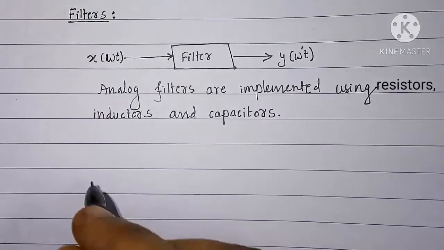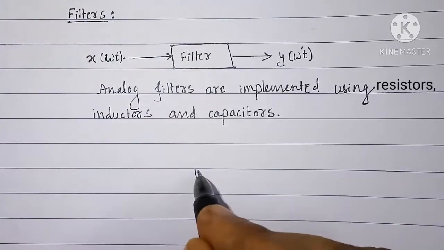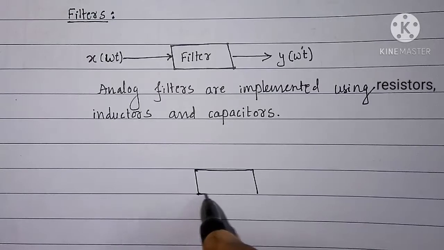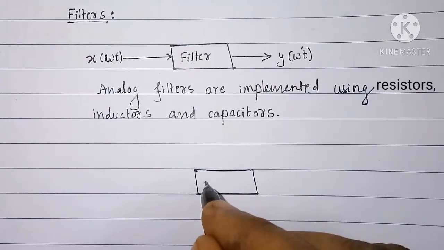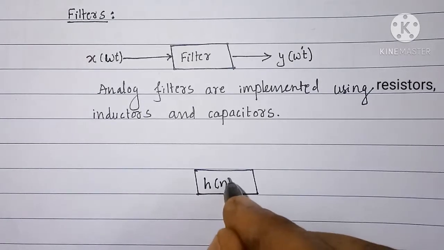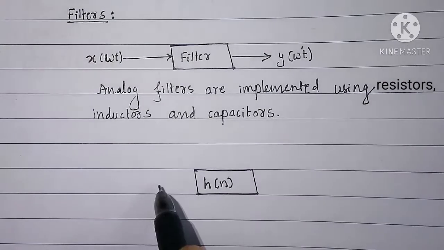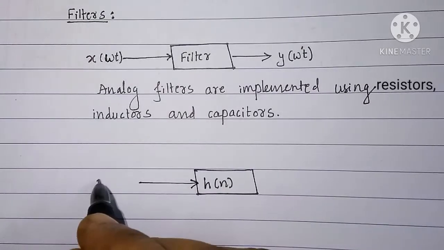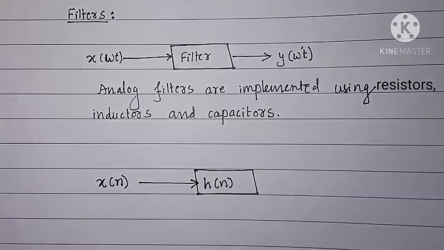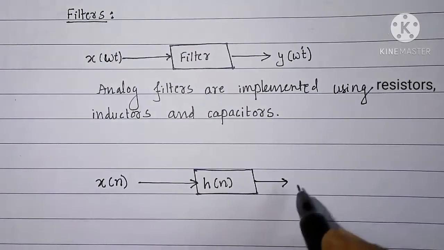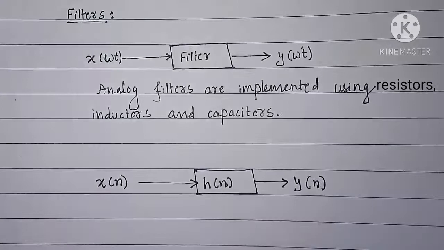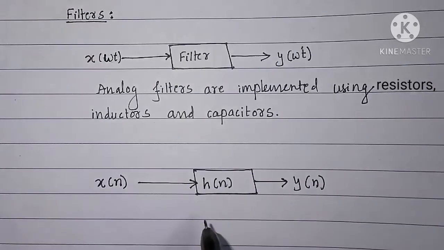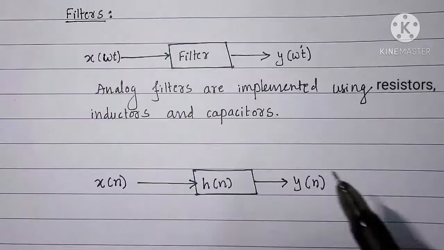So you can represent a digital filter by h of n. Input to the digital filter is, say, in time domain x of n, and the output of the digital filter is, say, y of n. For implementing a digital filter, we need devices such as a digital signal processor or CPU.